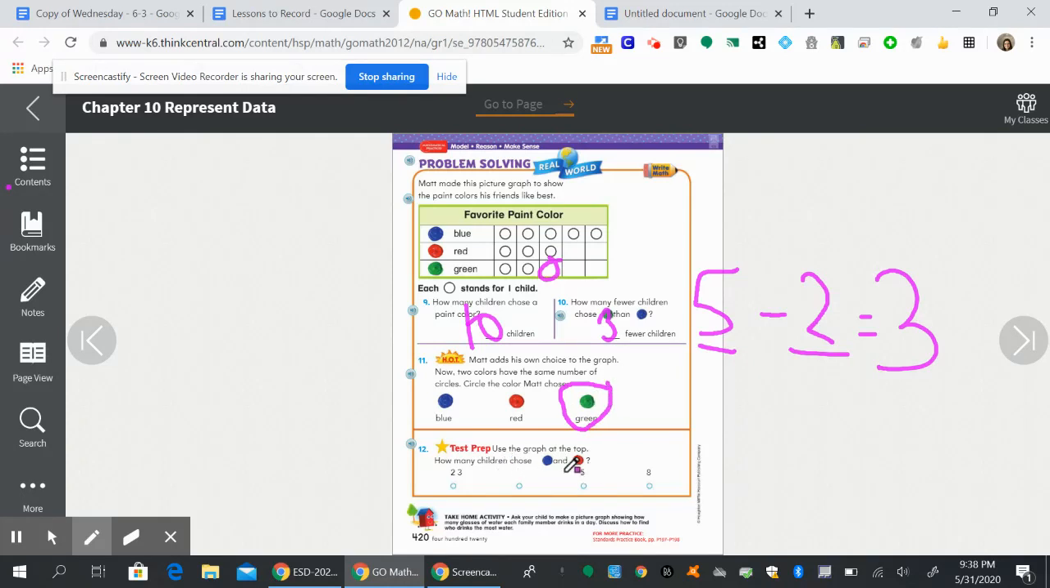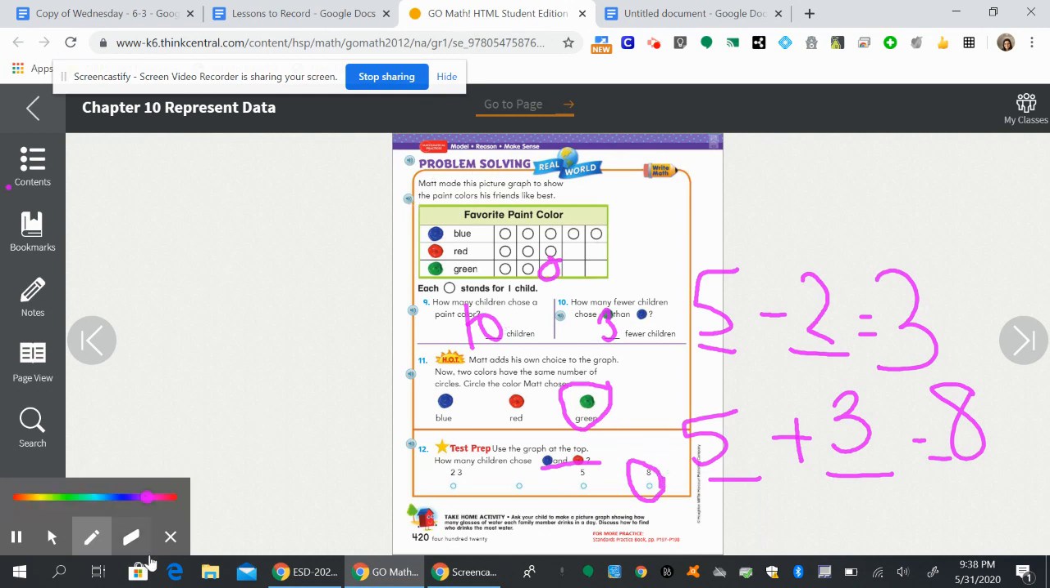Use the graph at the top. How many children chose blue and red? So when you see and, you're not subtracting, you're adding. Because I want to know how many in both groups. So there was 5 blue, 3 red. 5 plus 3 equals 8. So you can use a graph to find out so much information.